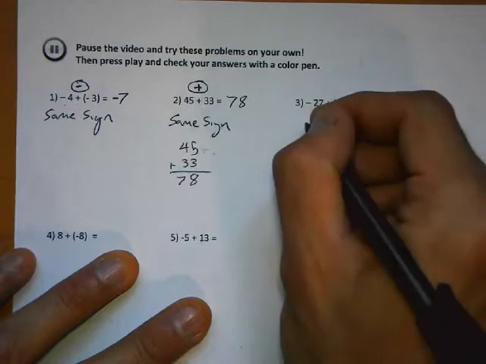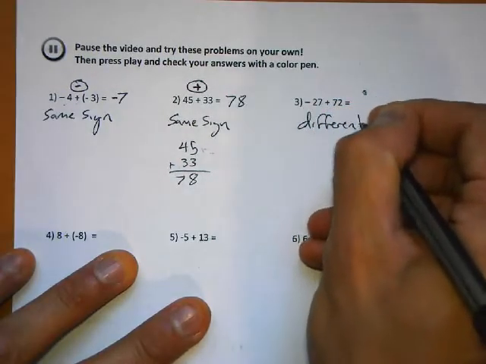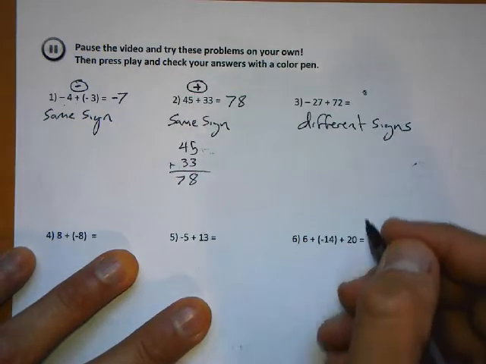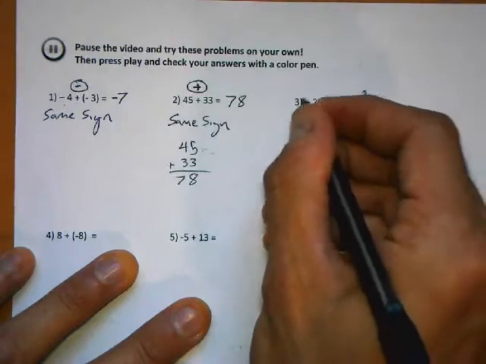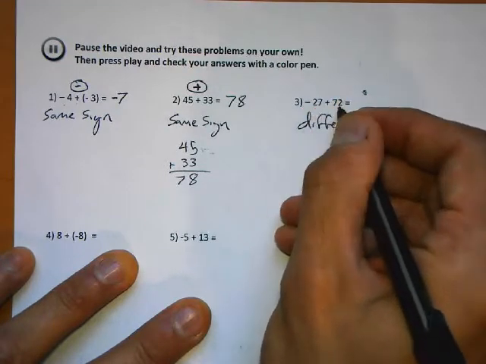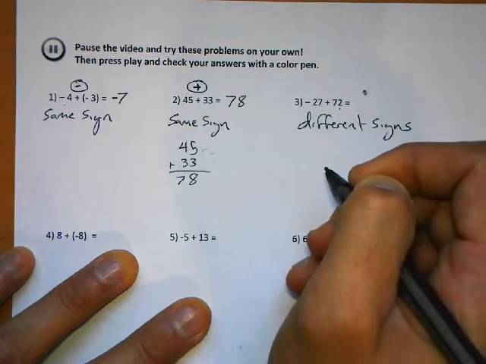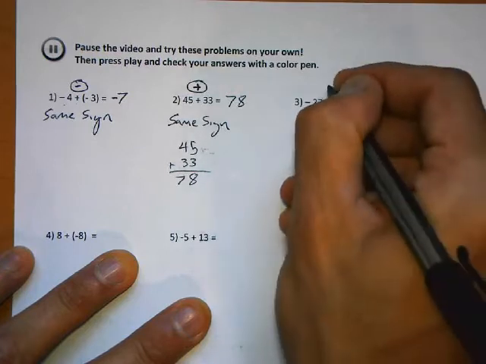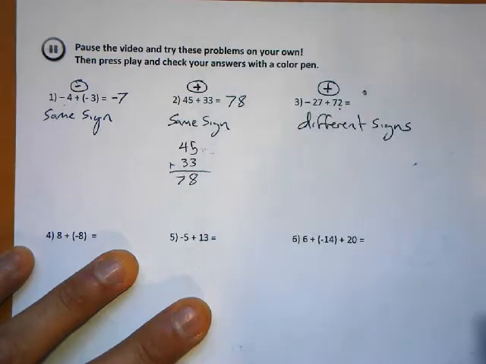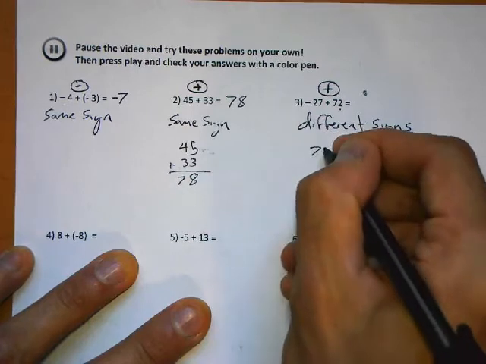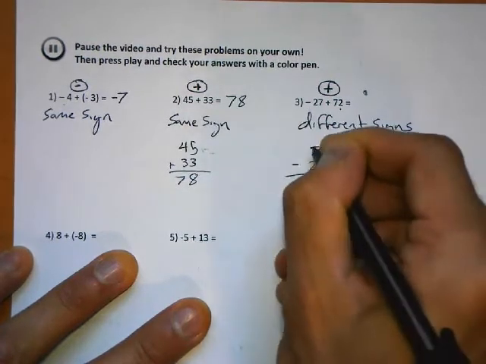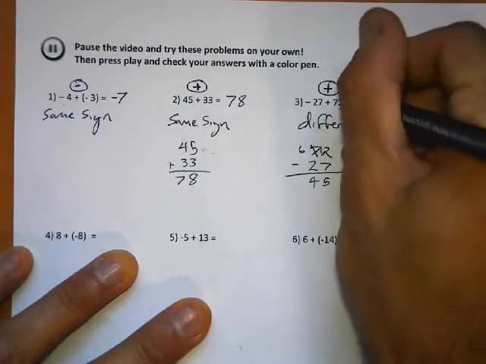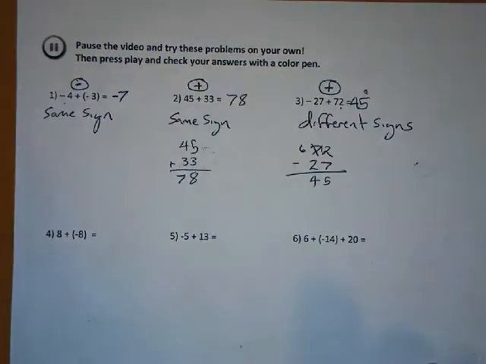Okay, moving right along. -27 plus 72. These have different signs, which means we're going to end up finding the difference. We're going to subtract. -27 has an absolute value of 27, and 72 has an absolute value of 72. That means the positive number has a larger absolute value, and the sum is going to be positive. I'm going to do some side work to find the difference. 72 minus 27 is 45, and that means the sum is 45.